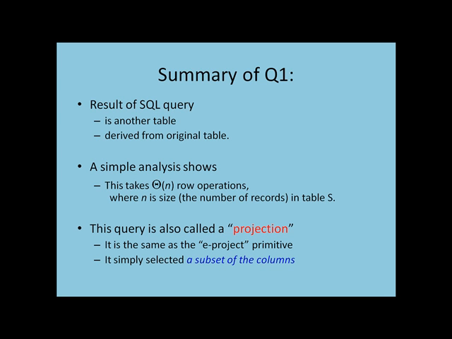Summary of query 1. Result of SQL query is another table derived from original table. A simple analysis shows n projection operations, where n is the number of records in table S. This query is also called a projection. It's the same as the project primitive, simply selecting a subset of the columns.